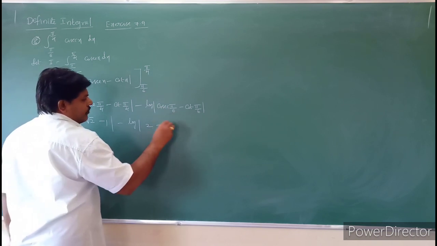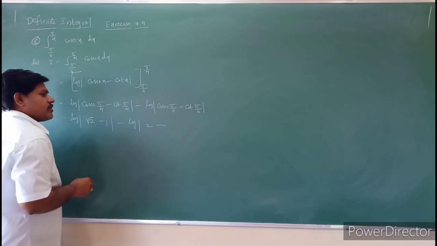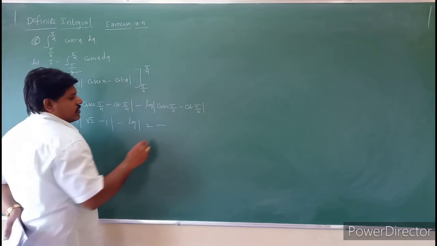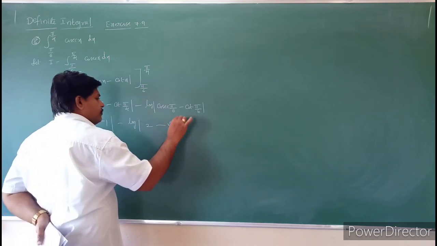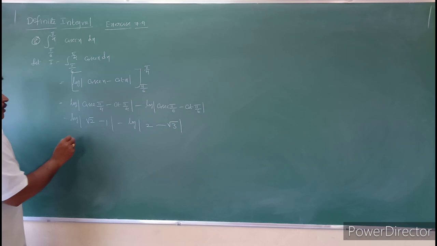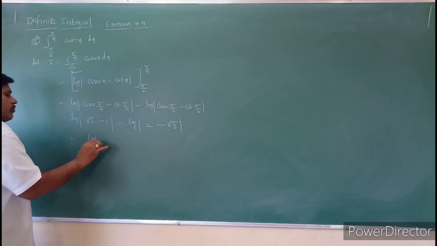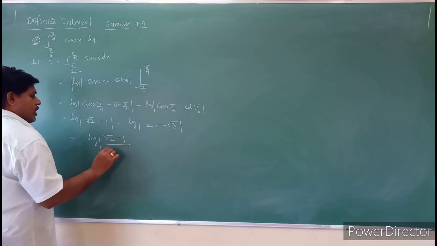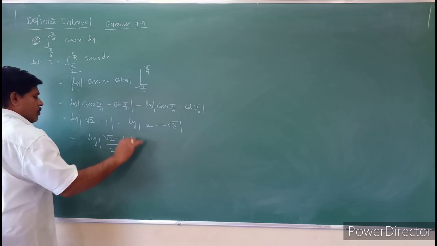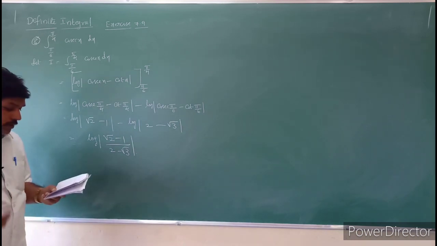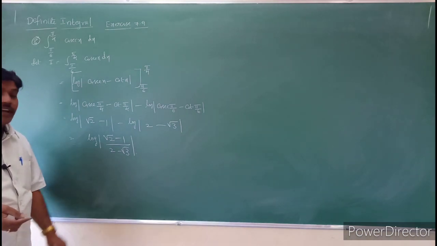2 minus, what is this value? It is the cot pi by 6. Cot pi by 6 value is nothing but, what is the reciprocal of that? That is nothing but root 3. So log a minus log b, you can write as log of root 2 minus 1 by 2 minus root 3.